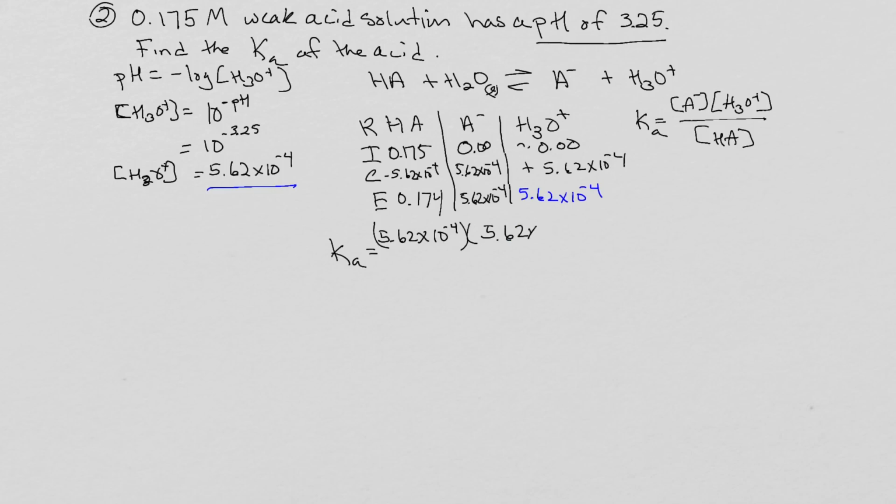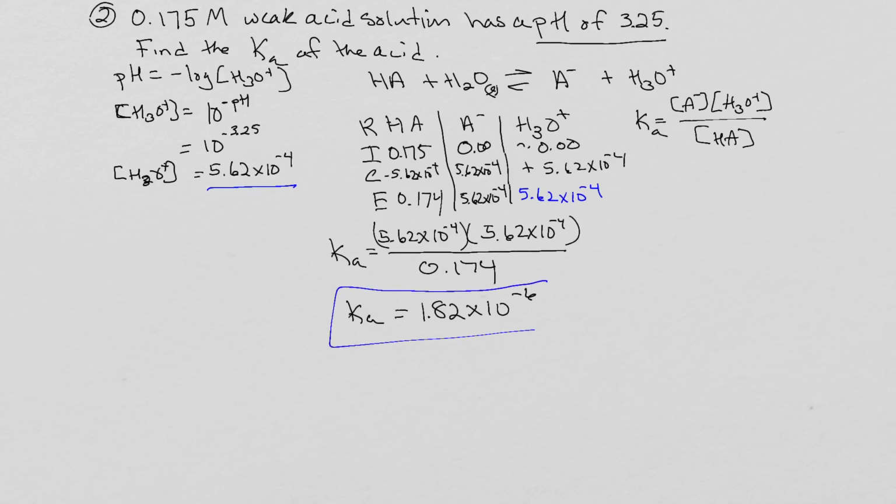So as we write these in here, 0.174 for the acid, we do the math, and we'll get a Ka value of 1.82 times 10 to the negative sixth. Right, so it's another type of weak acid equilibrium problem, but this time instead of being asked to find the pH, we're given the pH and asked to find the Ka.